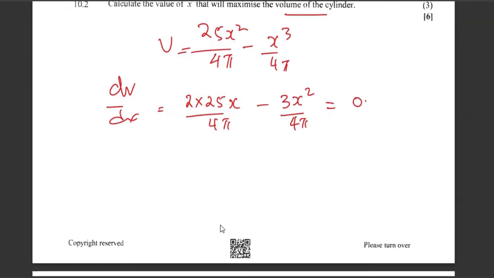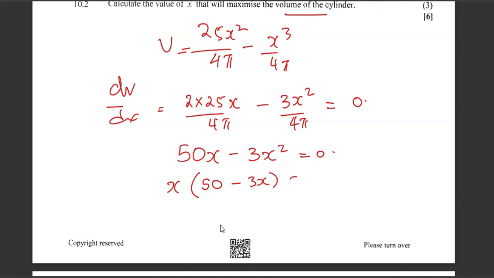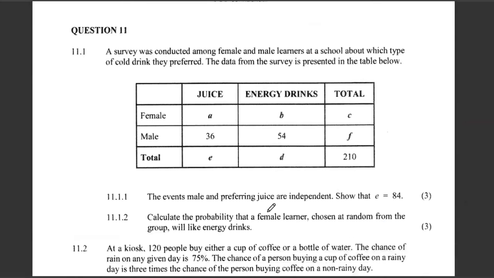But now, since the denominator is just the same, 4 pi, and we know that pi is a constant, we can multiply through by 4 pi, meaning that we have 50x minus 3x squared equal to 0. Then let's take out the x. This is going to be x times 50 minus 3x equal to 0. So either x needs to be 0 or 50 should be 3x, and then x becomes 50 over 3. All right, then question 11.